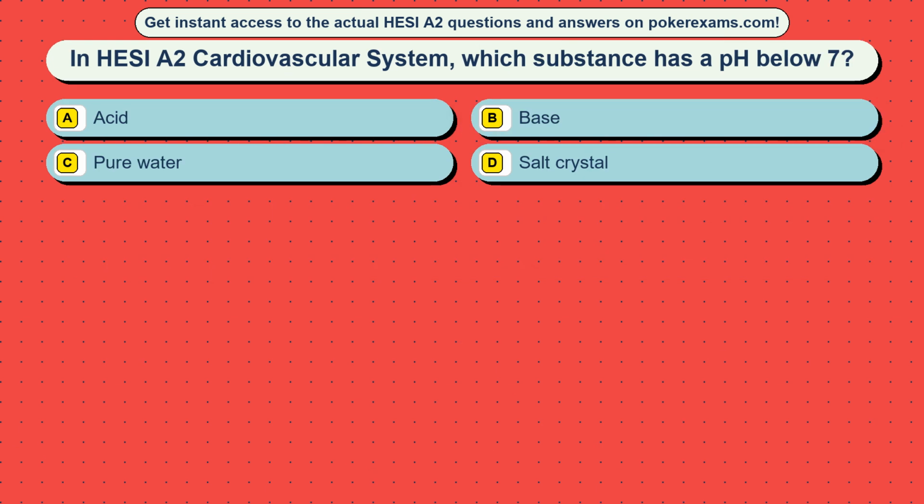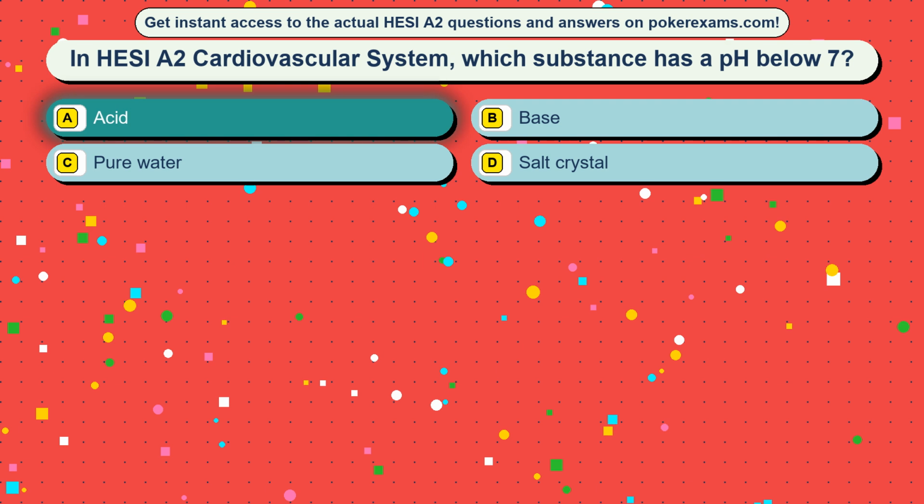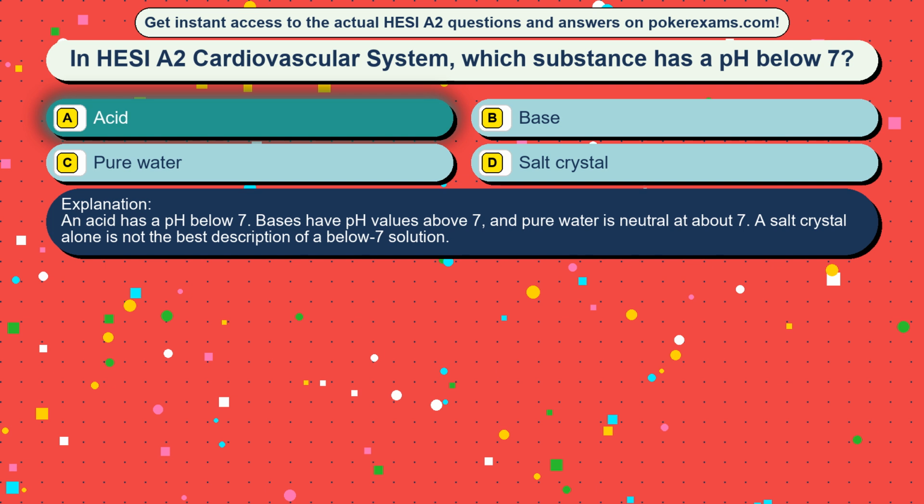Question 33. In HESI A2 cardiovascular system, which substance has a pH below 7? Option A acid, option B base, option C pure water, option D salt crystal. The correct answer is option A, acid. An acid has a pH below 7. Bases have pH values above 7, and pure water is neutral at about 7. A salt crystal alone is not the best description of a below 7 solution.